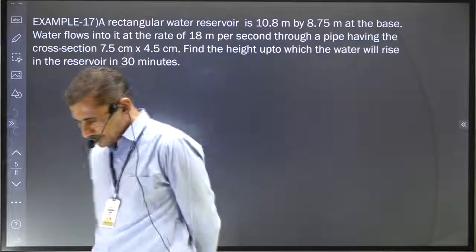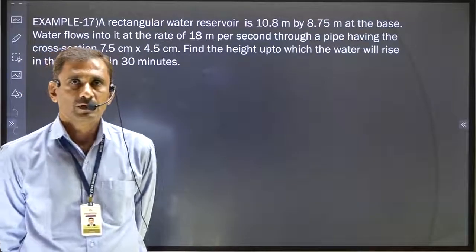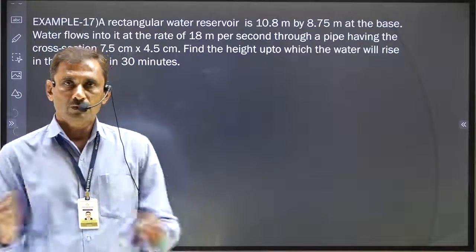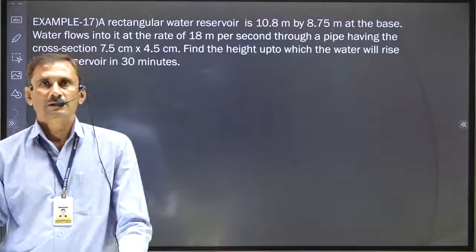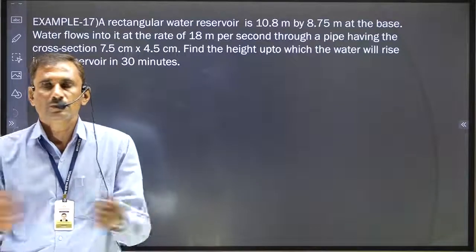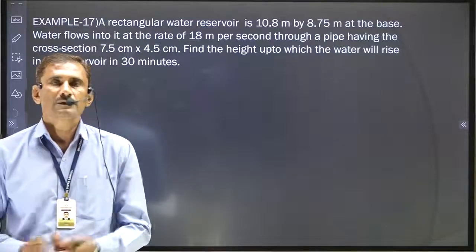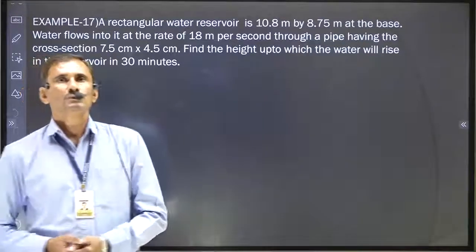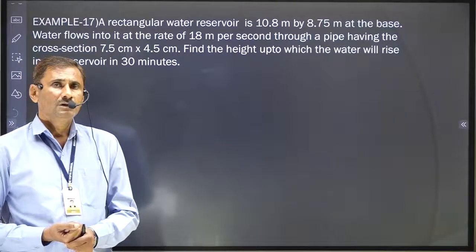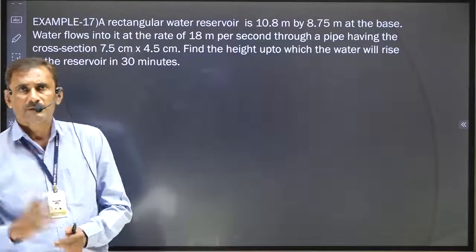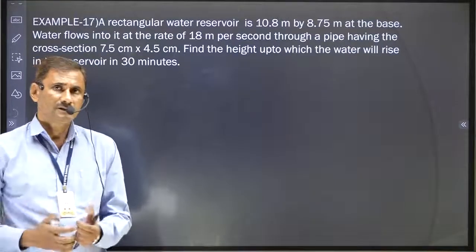In this type of question, as I told earlier, you should compare the volume of water. The volume of water flowing out from the pipe is equal to the volume collected at the reservoir. Obviously, both are equal. Water is not wasted, not added. It is constant only. Understood? But for finding the volume from the pipe as well as stored at the reservoir, how to find it?